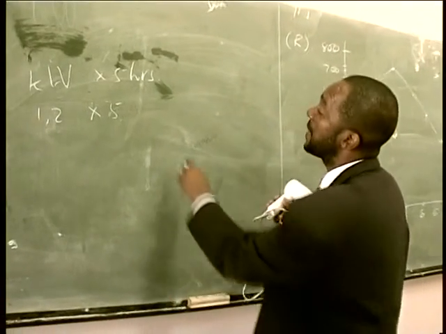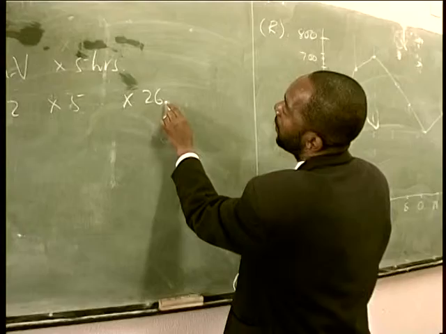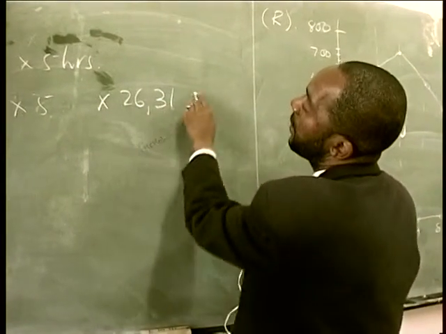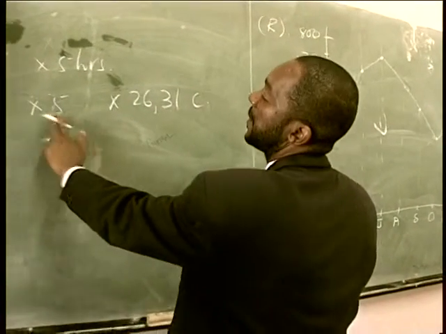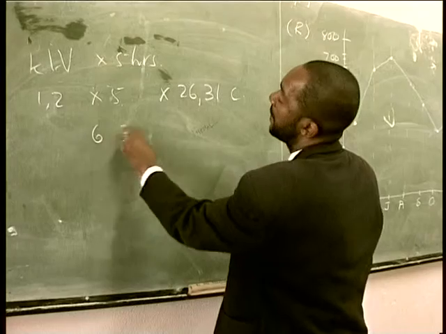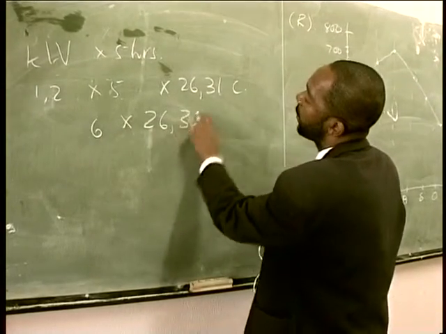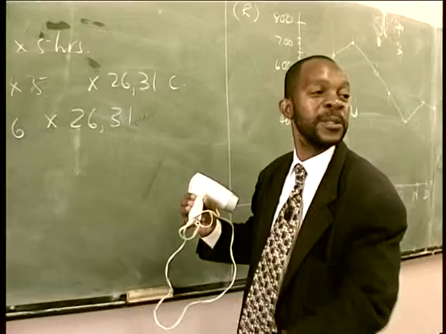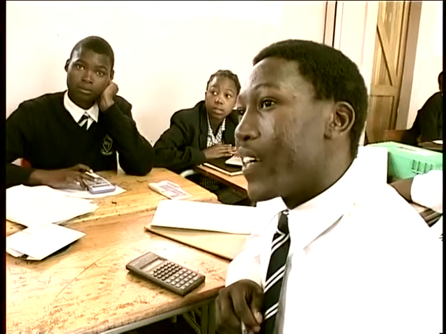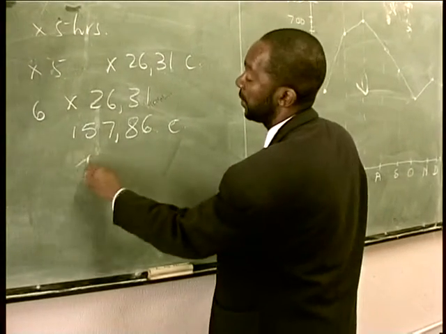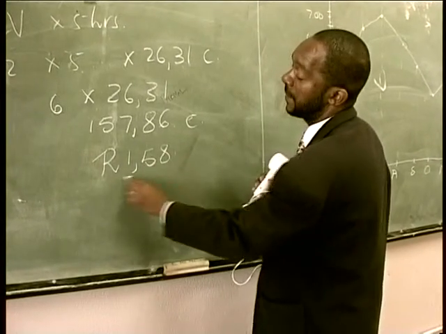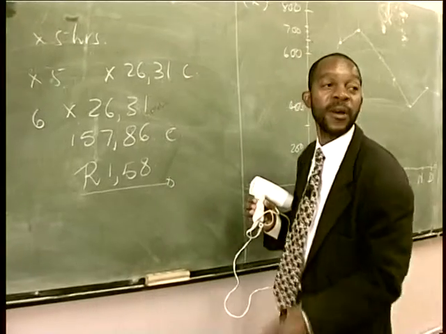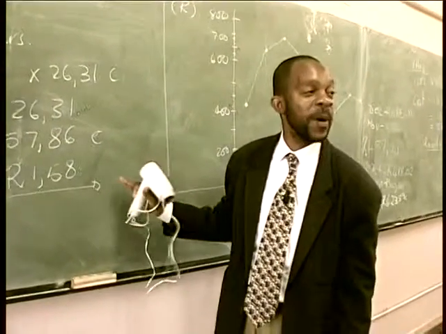For it to work for 5 hours, and we multiply it by the cost, which is 26.31 cents. And the answer comes to how much? This is 6 times 26.31. Have you worked it out already? 157.86 cents. And in rands, it's how much? So 1 rand, 58 cents. So this is the cost of running a hairdryer for 5 hours.